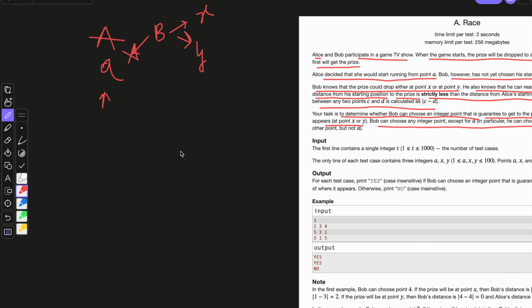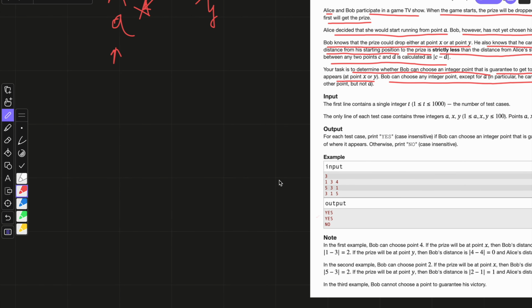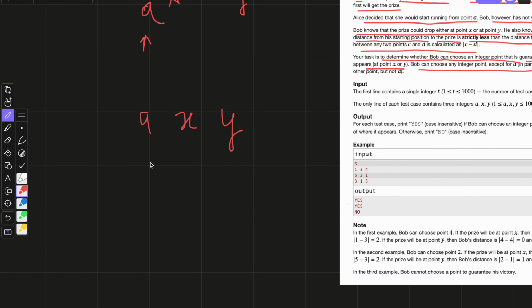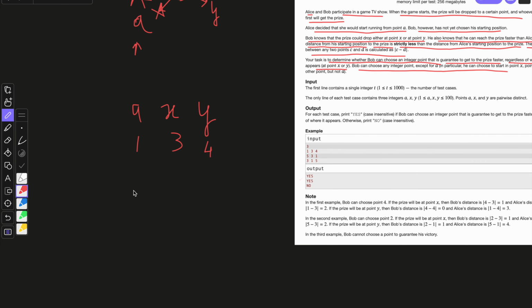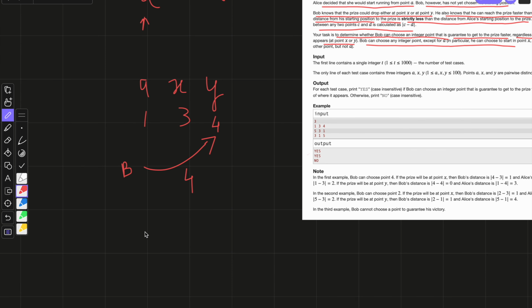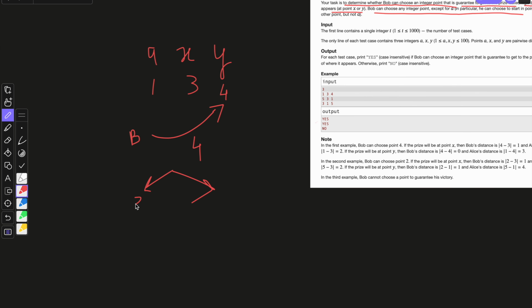So let's see the first test case. The test case is in the form of A, X and Y. So A is 1, X is 3 and Y is 4. If Bob chooses position 4, then there will be 2 cases where the prize would fall. So the prize is going to fall at either 3 or 4, right?